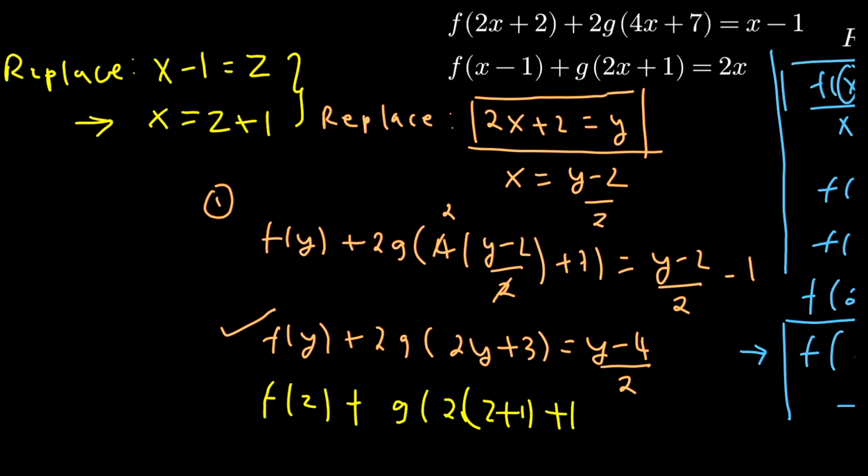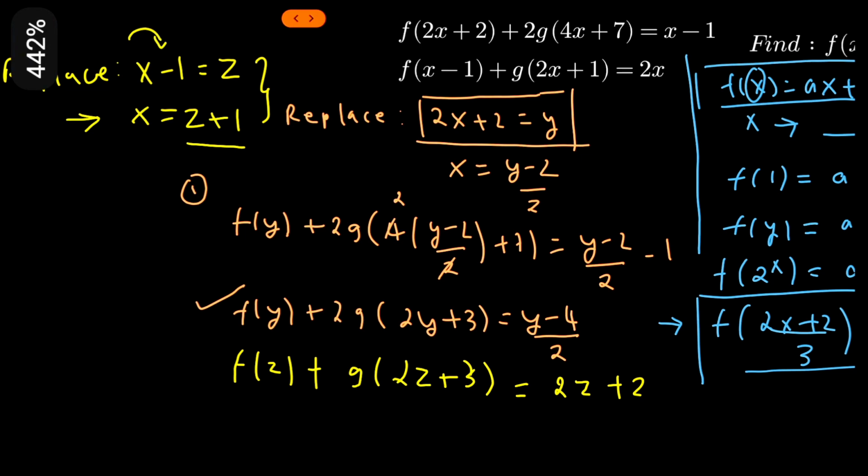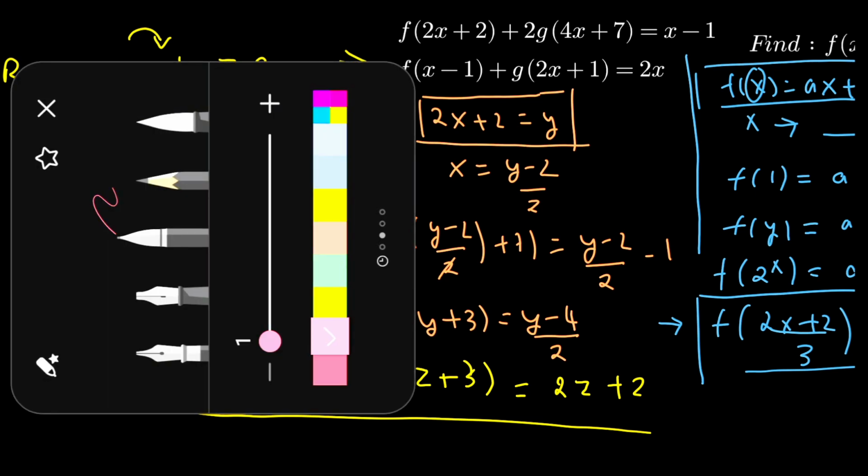Simplifying this gives me 2 times z plus 2 plus 1, that is 2 times z plus 3. And this equals 2 times x. The value of x is z plus 1, therefore 2 times z plus 2. I have opened the bracket in the same step. So after replacing x minus 1 with variable z in the second equation, we obtain this particular equation. Now let us try to solve this.